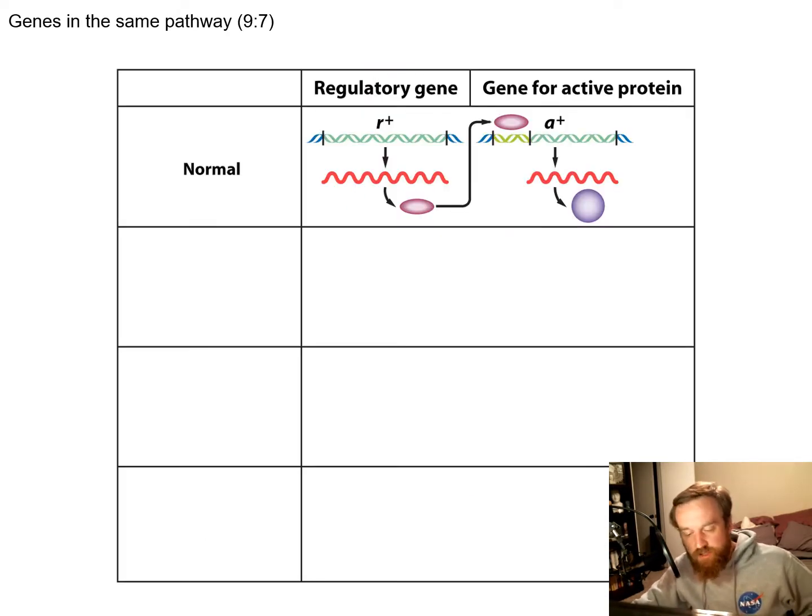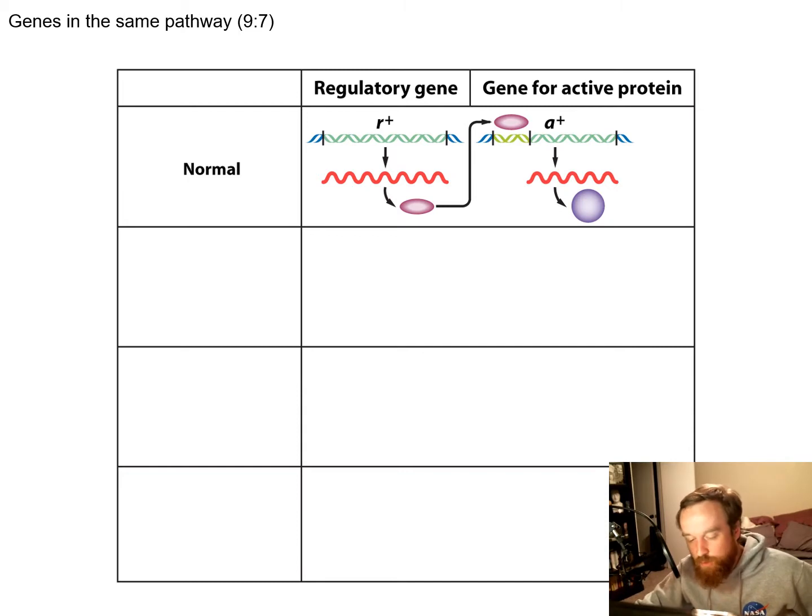So we're going to talk a little bit more about these interactions and some of these ratios that we are going to see arise that are different from those Mendelian ratios. If we have genes in the same pathway, we end up with a 9-to-7 ratio. So we don't end up having 9-to-3-to-3-to-1. That 3 portion, that 3 portion, and that 1 portion all get combined into the same phenotype.